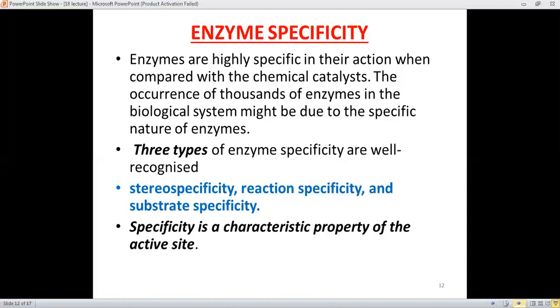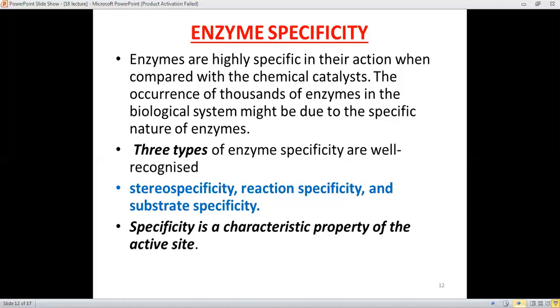And when compared with chemical catalysts, enzymes are found to be more specific, and the occurrence of thousands of enzymes in biological systems might be due to the specific nature of enzymes. If a few enzymes were able to catalyze multiple or a hundred types of reactions, then the number of enzymes may be less. But here the number of enzymes is very large.